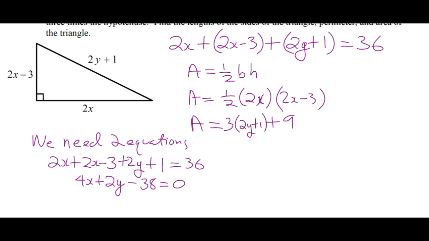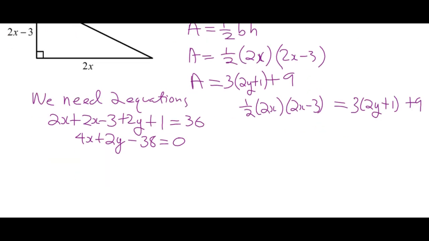Okay, the other equation is, I'm going to say 1/2 of 2x times 2x minus 3. That's what A is. But A is also 3 times 2y plus 1 plus 9, right? It's 9 more than 3 times the hypotenuse. So we're going to clean this up. So 1/2 times 2 is 1. So I've got x times 2x, which is 2x squared, minus 3x is 6y plus 3 plus 9.